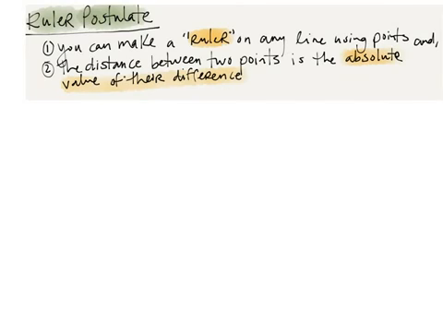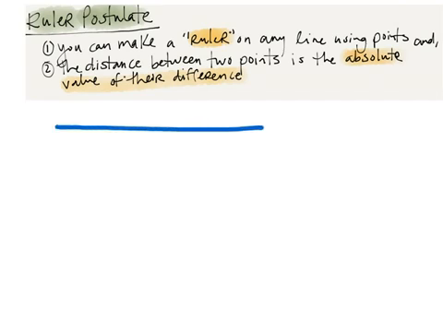The ruler postulate is on page 12 in your textbook, and it's written in kind of complicated language, but this is essentially what it says. The first part is you can make a ruler on any line using points. Pretty simple, right? You can make a ruler on a line. And the second part says you can find the distance between any 2 points by finding the absolute value of their difference. So here's really what it says.